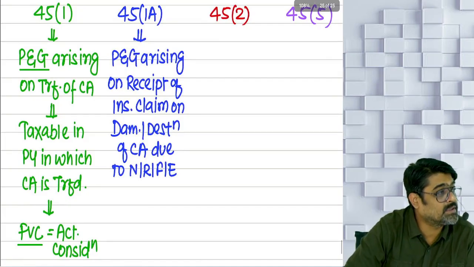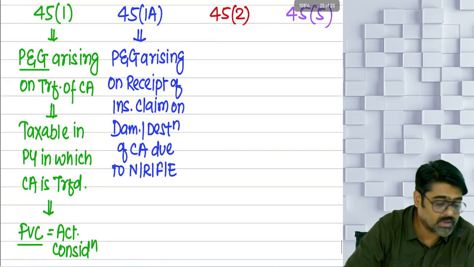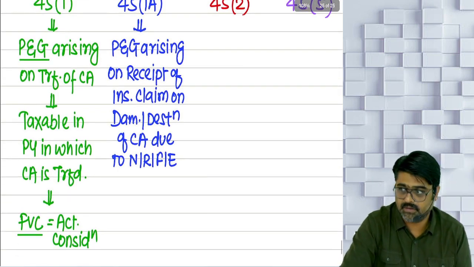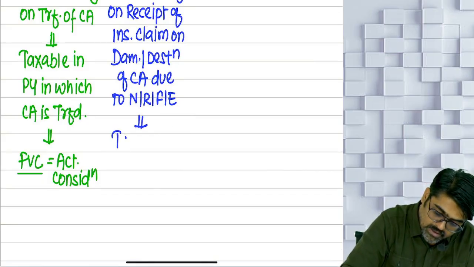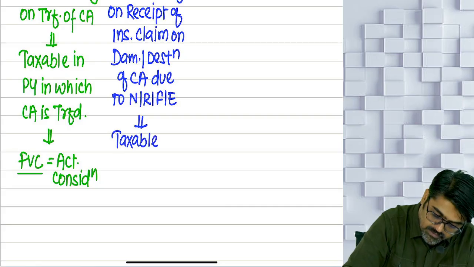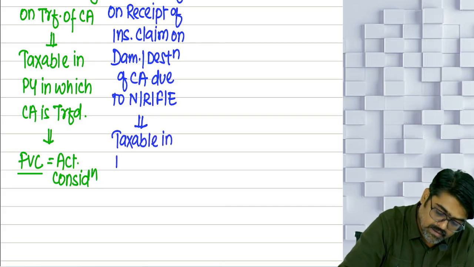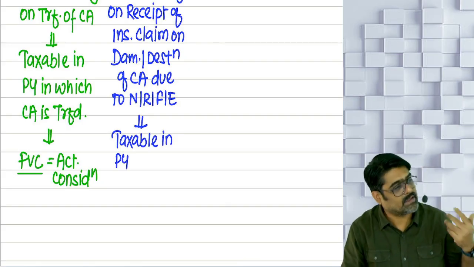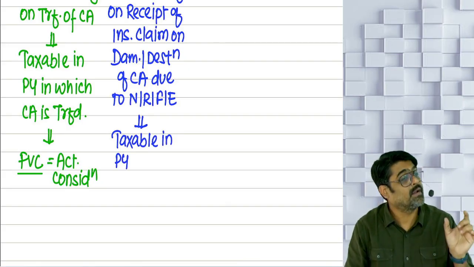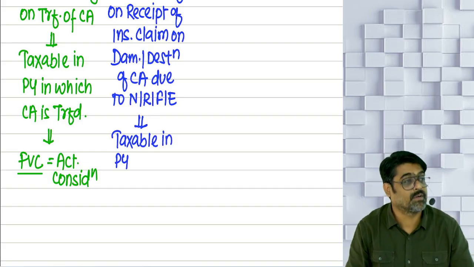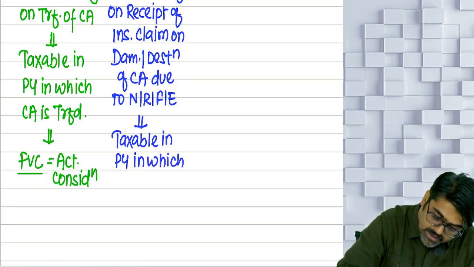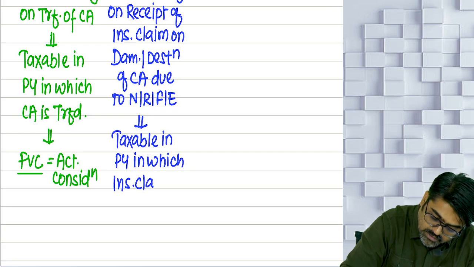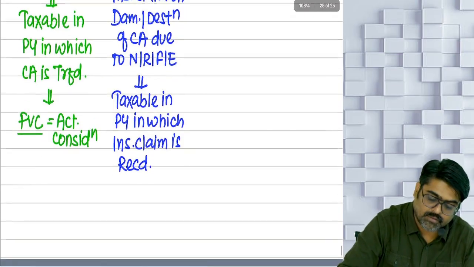Insurance claim due to damage or destruction of your capital asset due to NRFE. This profit or gain will be taxable under the head PGBP, but it will be taxable in which previous year? In the previous year in which the capital asset is damaged or destroyed, or in which the insurance claim is received. So the previous year in which the insurance claim is received, in that year this gain will be taxable.